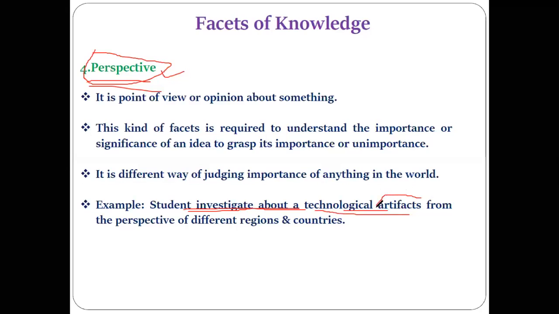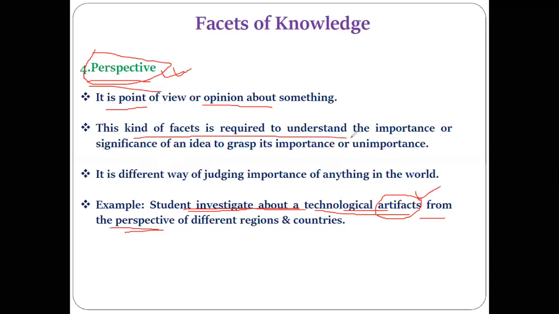Artifacts means some non-natural things. So the robot is also a technological artifact. It is non-natural, not human. Understood? And you think about it from different perspectives, different viewpoints regarding something. That is nothing but what is called perspective knowledge. So it is the point of view or the opinion about something.